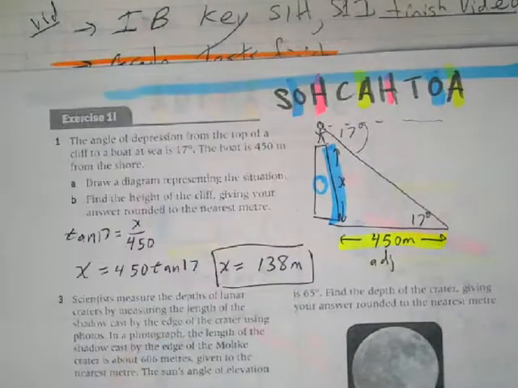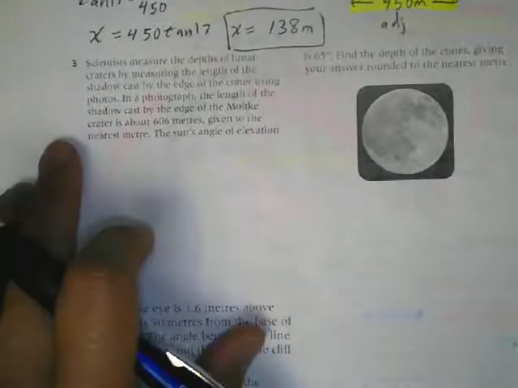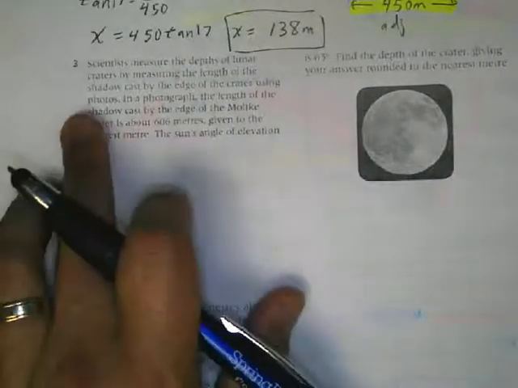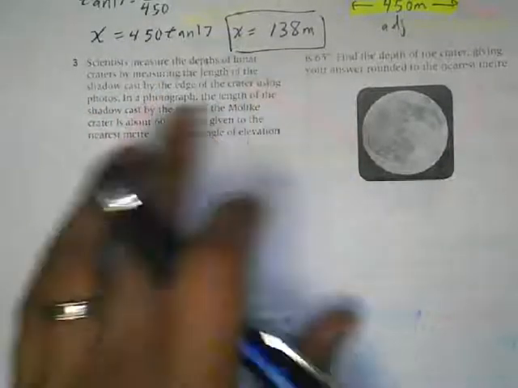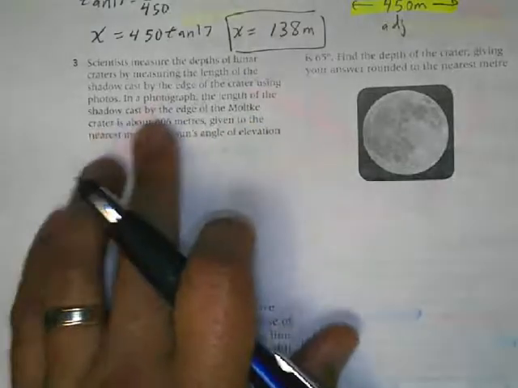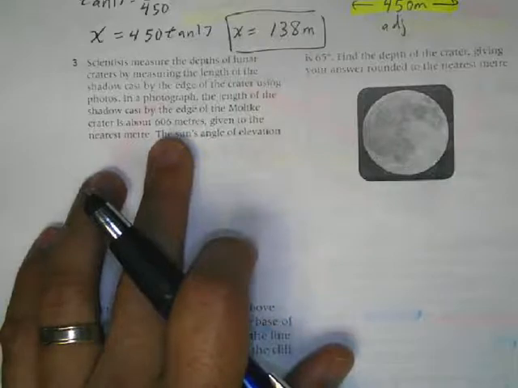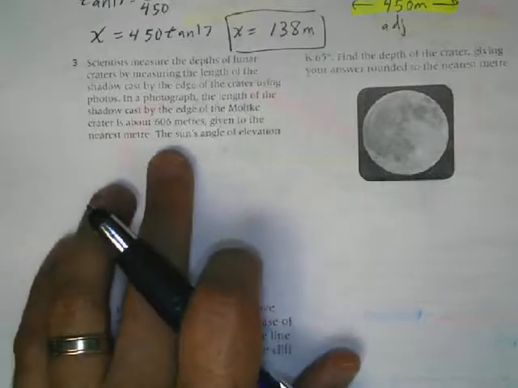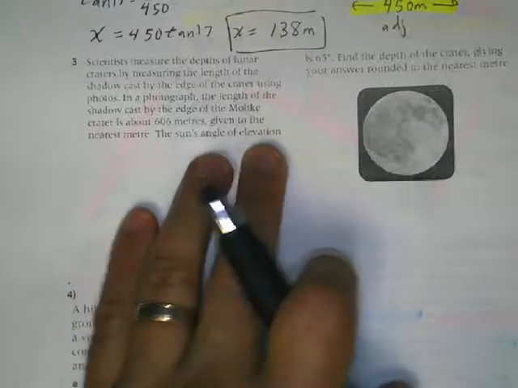Next question. You may want to hit pause if you need extra time. Scientists measure the depth of the lunar crater by measuring the length of the shadow cast by the edge of the crater using photos. In the photograph, the length of the shadow cast by this crater is 606 meters, given to the nearest meter. The sun's angle of elevation is 65 degrees.